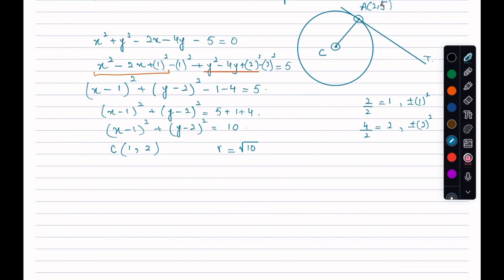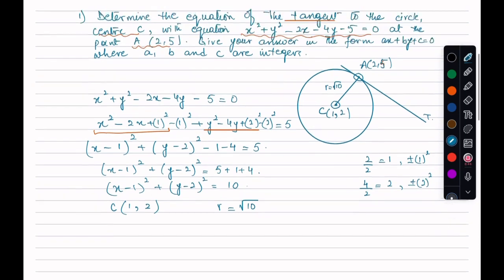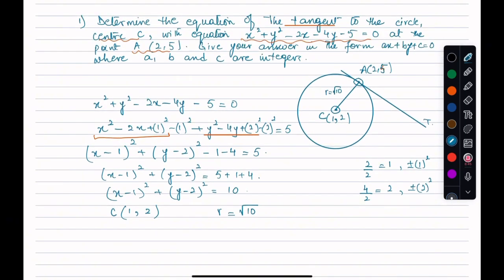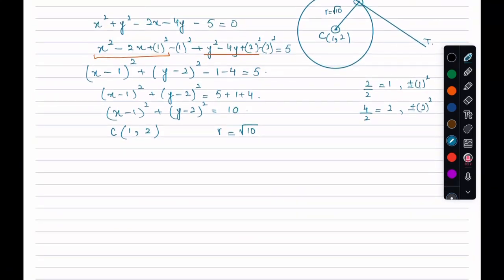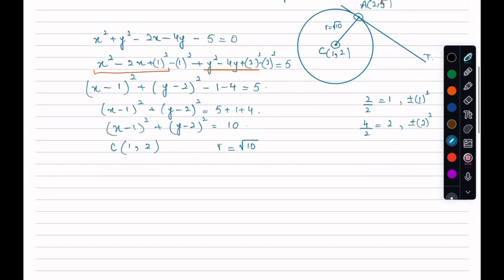I have the radius, which is root 10. I have the center coordinates, which are (1, 2). Right, so I need the equation of the tangent, and this being a straight line, I should have the gradient. For that I can say that the gradient of the tangent is equal to the negative inverse of the gradient of AC.